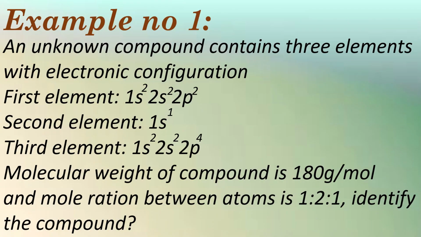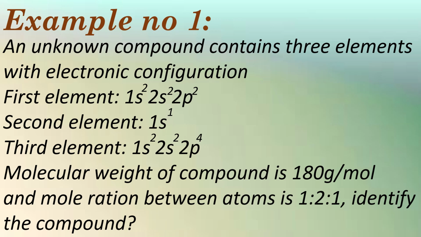Example number 1. An unknown compound contains three elements with electronic configuration. First element 1s2, 2s2, 2p2. Second element 1s1. Third element 1s2, 2s2, 2p4. Molecular weight of the compound is 180 gram per mole and the mole ratio between atoms is 1 is to 2 is to 1. Identify the compound.